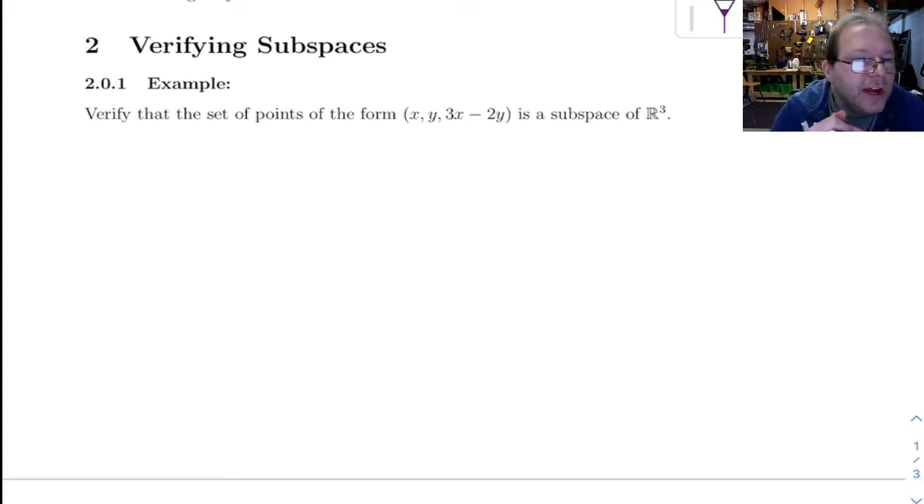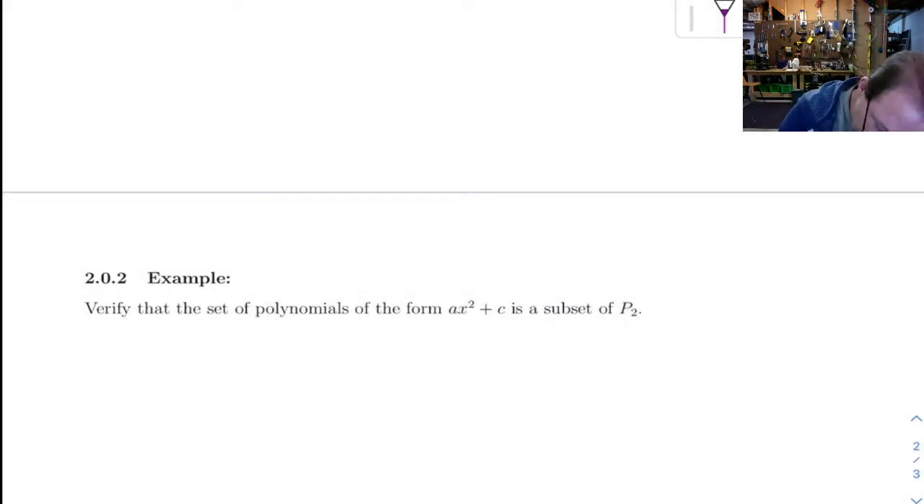All right, verifying that something's a subspace. It says verify that the set of points of this form is a subspace of R3. So really, this is no different than just verifying that it's a vector space, except we have to notice this is in R3. So let's do this. First, we'll check vector addition.